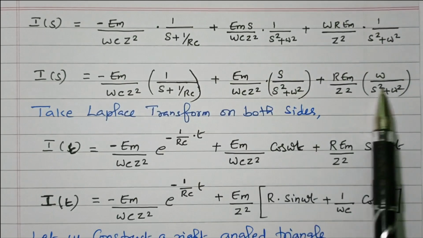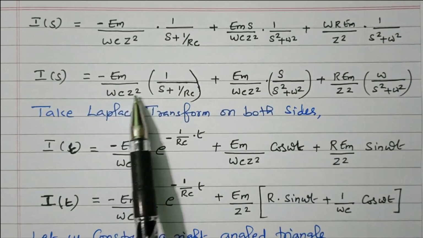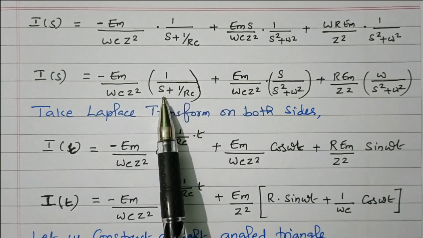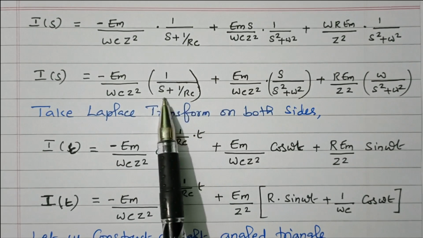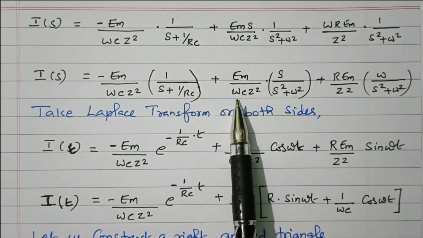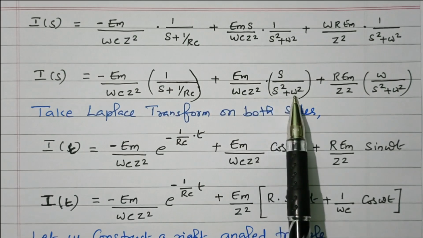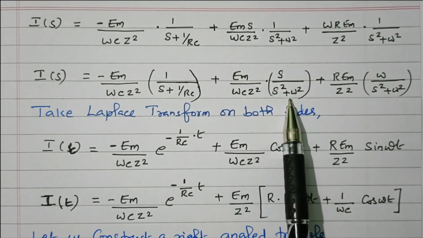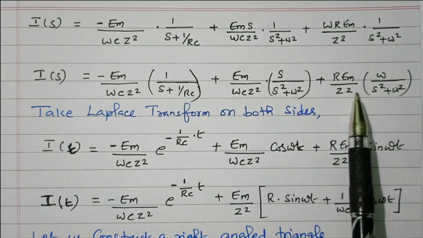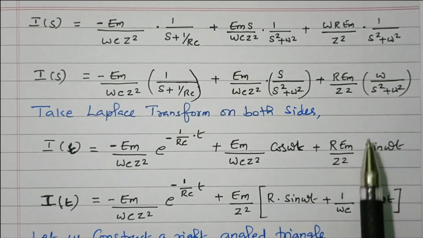It is further rearranged. Minus Em divided by omega C Z square into 1 divided by s plus 1 by RC. This is nothing but the 1 divided by s plus a form. Em divided by omega C Z square, s is multiplied here, s divided by s square plus omega square. So this is also one of the forms available in the Laplace. Similarly here omega is written, omega divided by s square plus omega square.